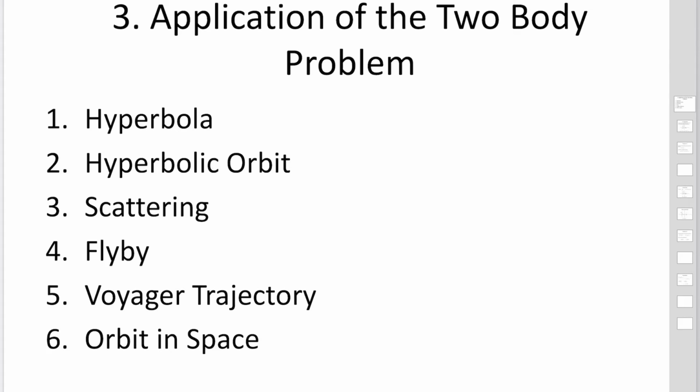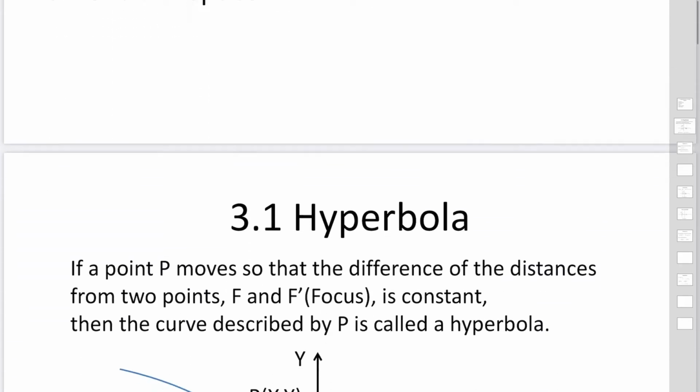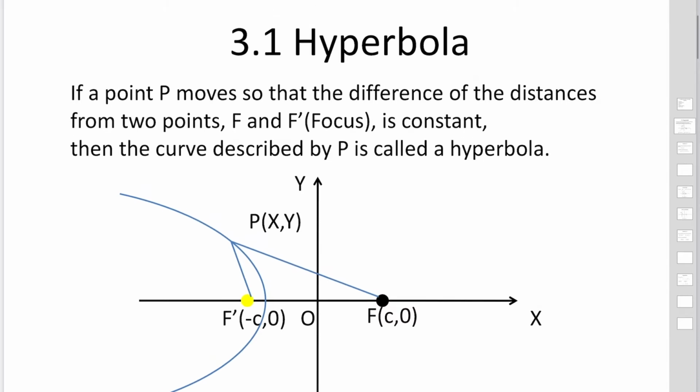Hello everyone. Today we are going to study the application of the two-body problems. First topic is the hyperbola. Second topic is a hyperbolic orbit. Third topic is scattering. Then we study the flyby, Voyager's trajectory. And the last topic is the orbit in space. Let's move to the first topic, the hyperbola.